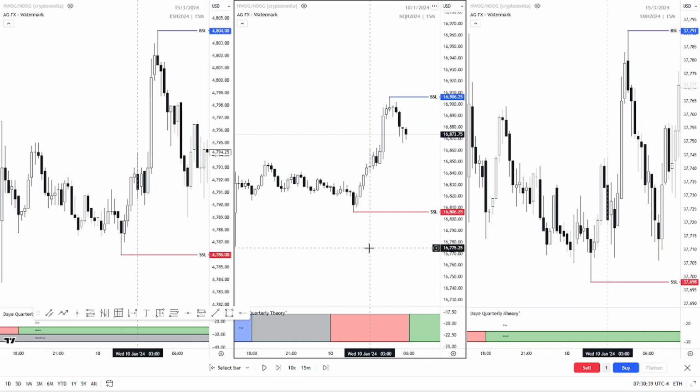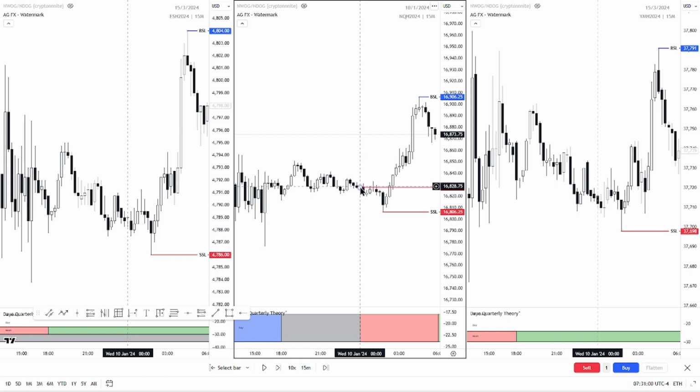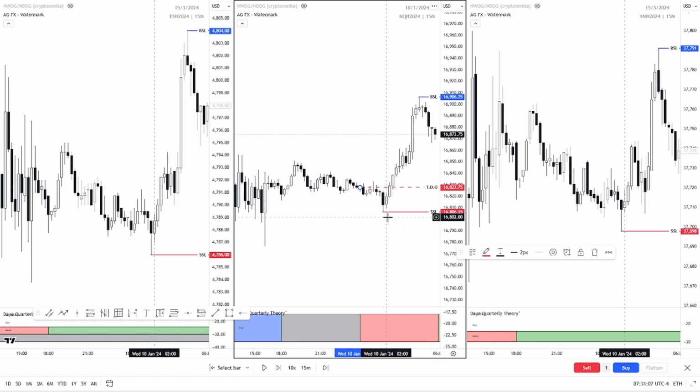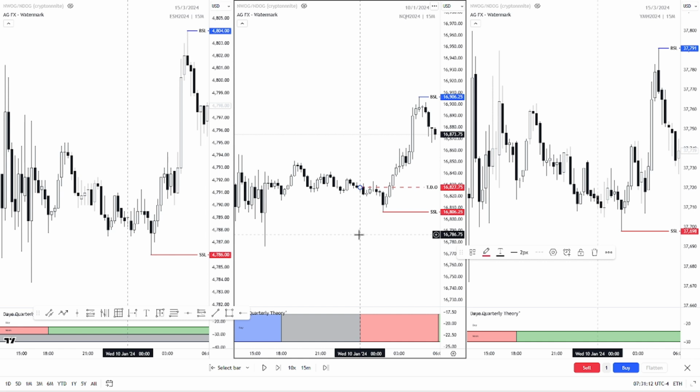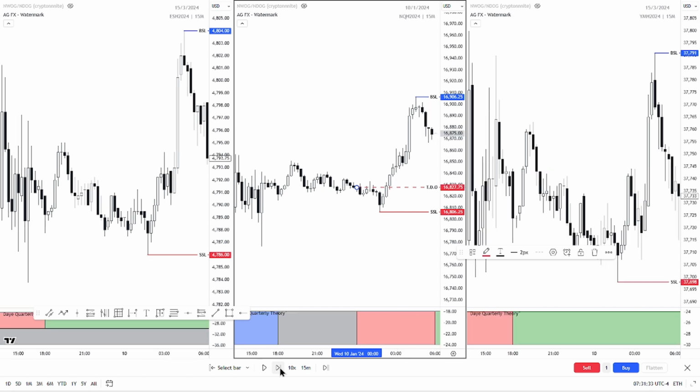Alright, now that we have the buy side liquidity and the sell side liquidity marked out on all three assets, you want to mark out the true open, which is at midnight. This midnight candle is the true day open, which I delineate as TDO. Now what you want to see is that if we are looking to sell, we want to be above this price, and if we are looking to buy, we want to be below this price, the true day open. So let's play this out.